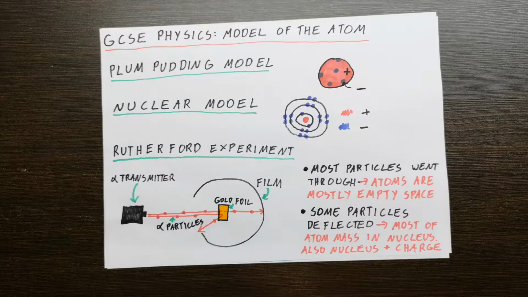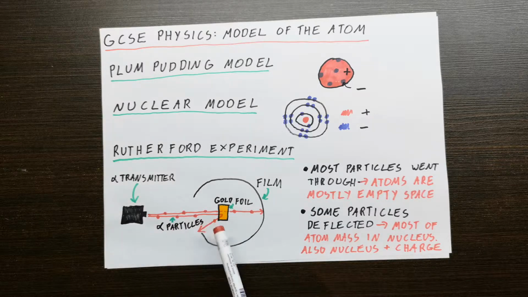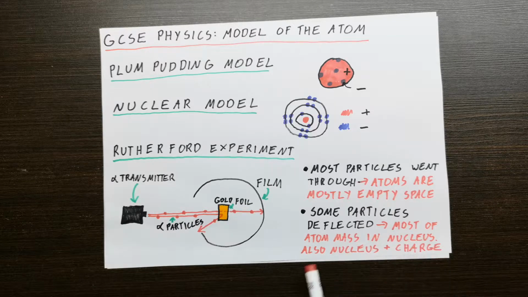In the current model, the nucleus is positive. Now, alpha particles are also positively charged. I will be making a video on radiation and all these different types of radiation particles, but alpha particles are positively charged, and so is the nucleus. Because these alpha particles are getting deflected, and positive charge will deflect other positive charge, that's how we can tell that the nucleus is positively charged. So positive, positive.